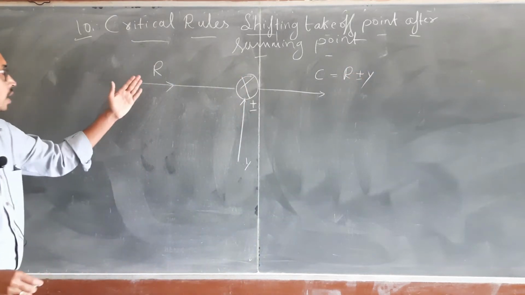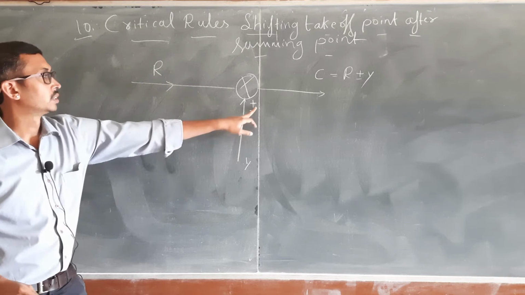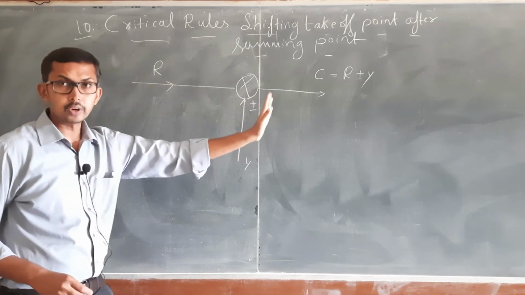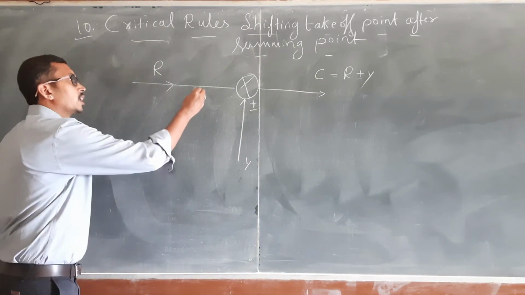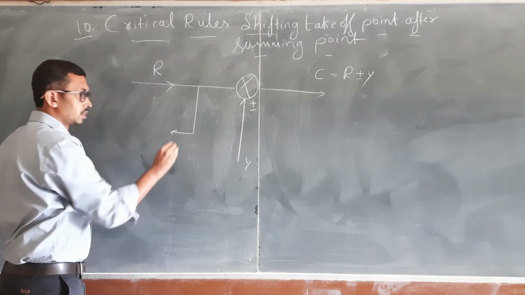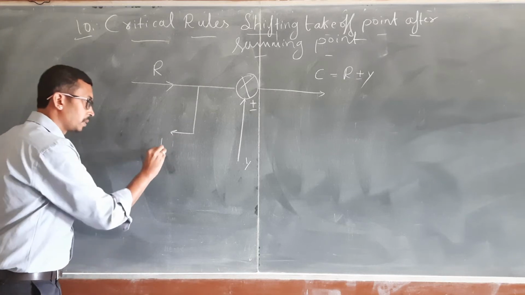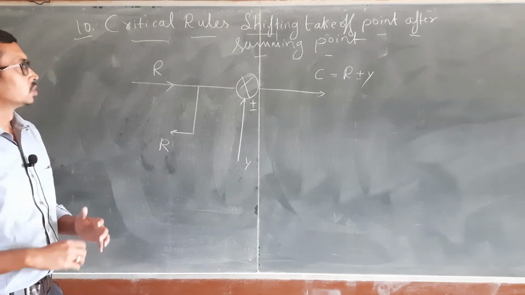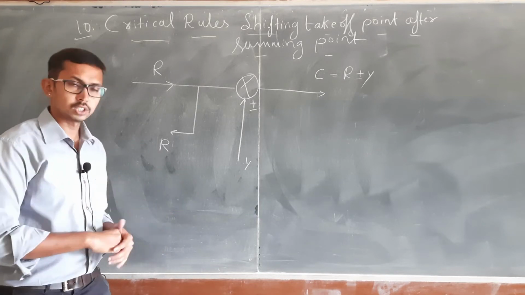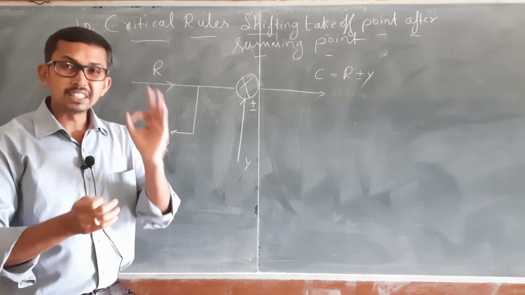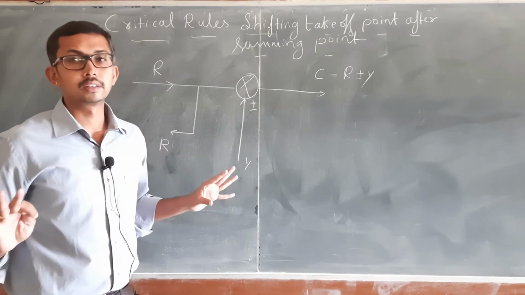You agree with this? R is the input to this summing point, and there is another input, which is Y with the sign of plus or minus. What will be the output? It will be C is equal to R plus or minus Y. Let us consider there is a takeoff point over here. What is the output from this takeoff point? It will be R only. In certain situations where we need to apply the critical rules, without applying them we can't solve the problem. In such cases only we have to apply these rules, or else you should not apply them.